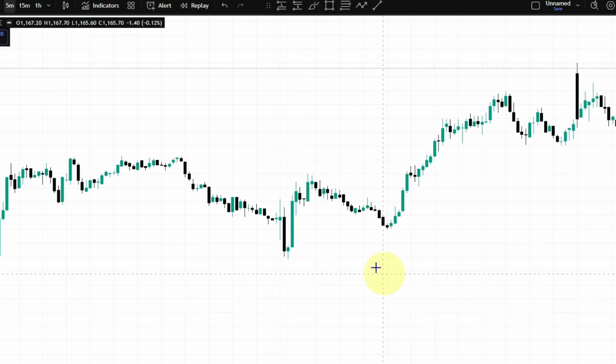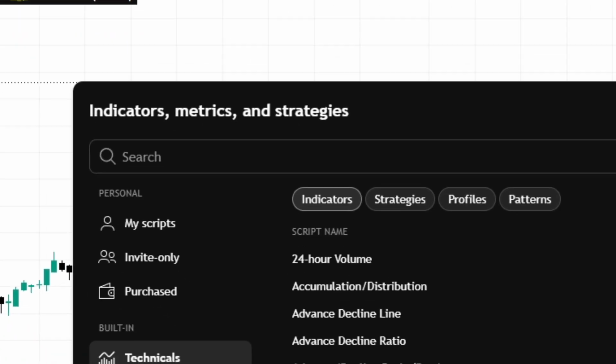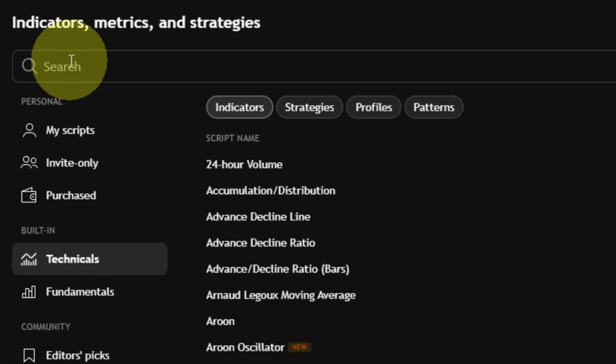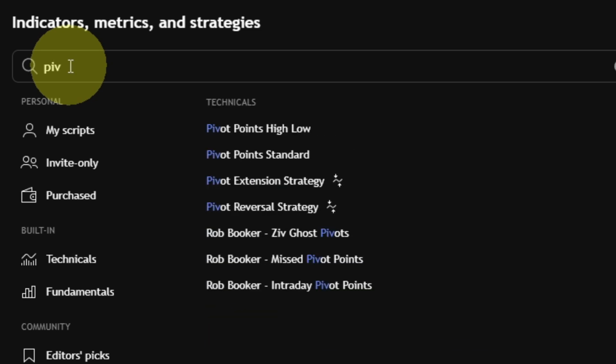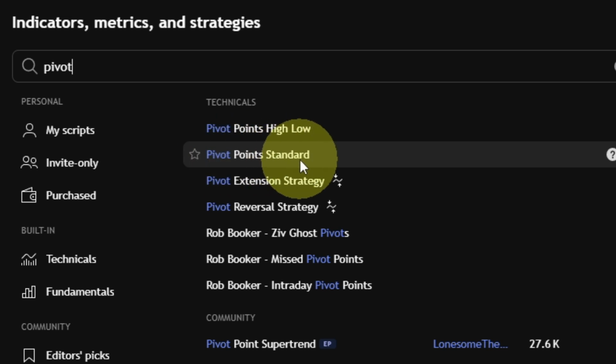Now, because today we are going to learn a pivot R1 breakout strategy, we need to choose pivot point from our indicators tab. For that, go to this indicators icon and click on it. Then go to the search bar and search for pivot, P-I-V-O-T. You will find many options here, but we will choose the second option, which is called pivot points standard.